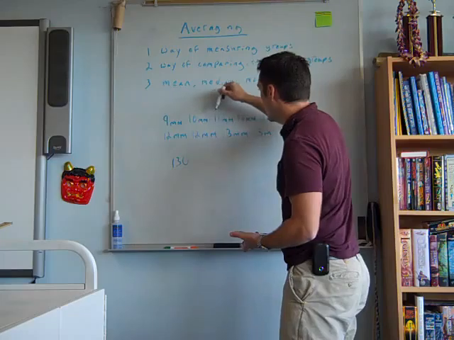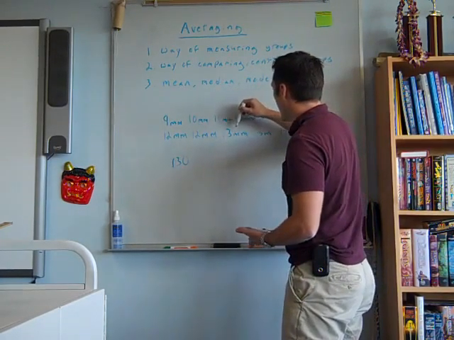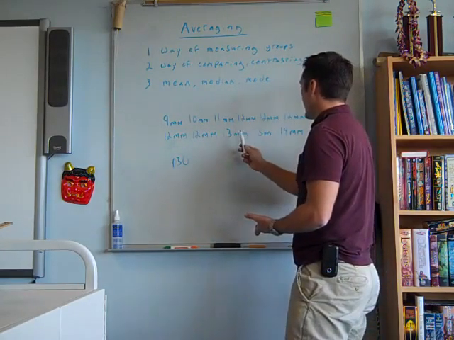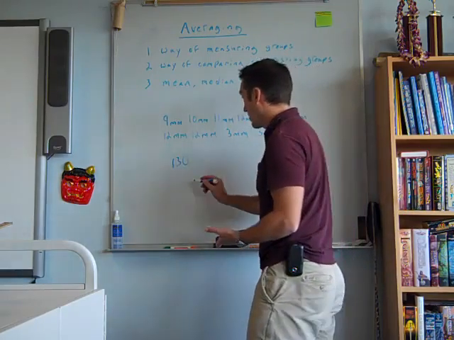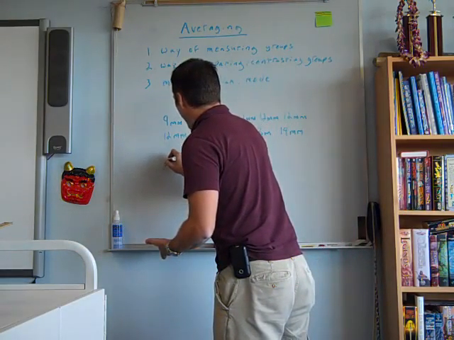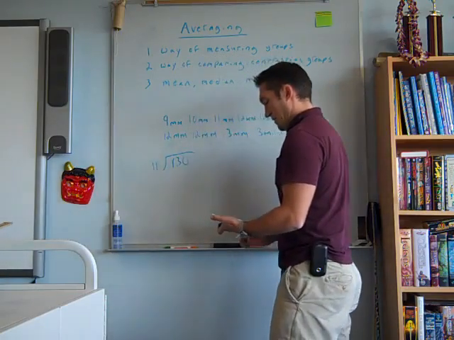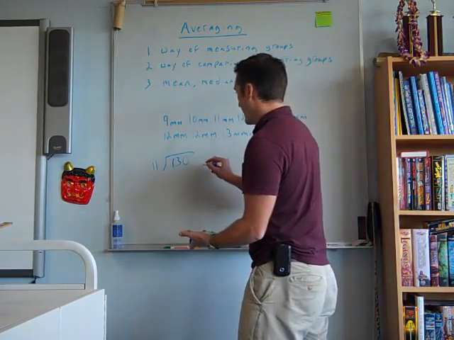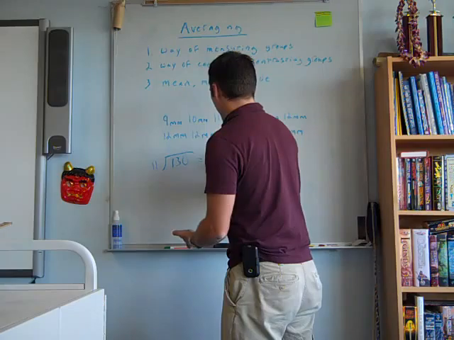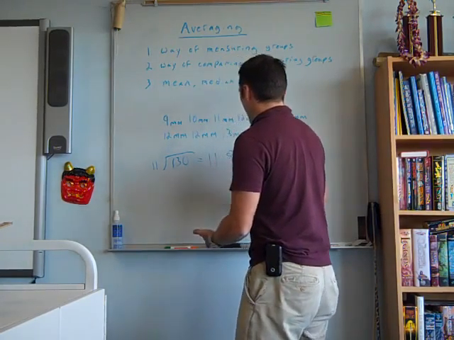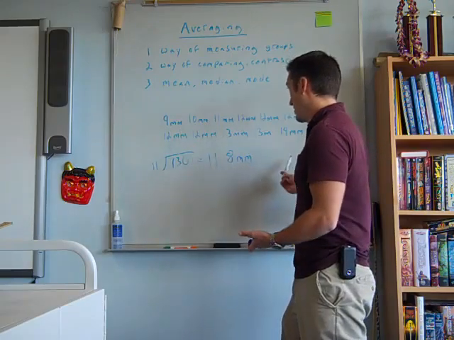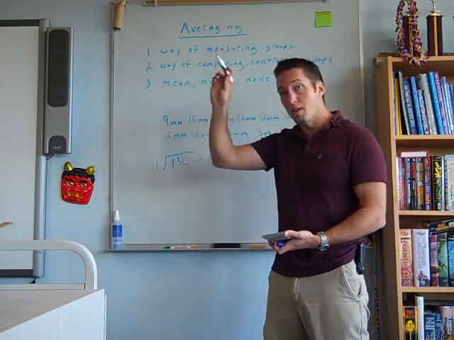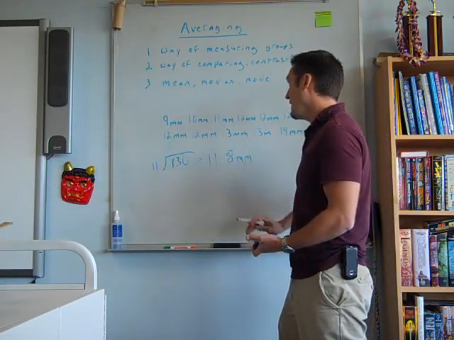Now, in order to get the mean, we have to divide this by the total amount of measurements. So we count them up. 1, 2, 3, 4, 5, 6, 7, 8, 9, 10, 11. So we have 11 measurements total. So we take 130 divided by 11, and it gives us 11.8 millimeters. So that is the mean of this group. Okay? The average, the one that's right in the middle, is 11.8 millimeters.